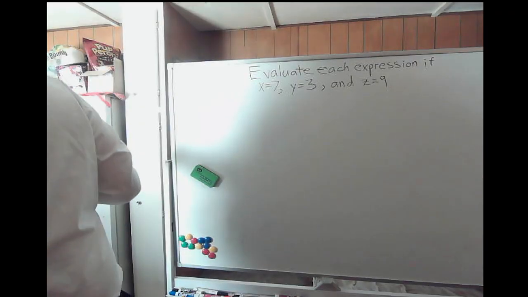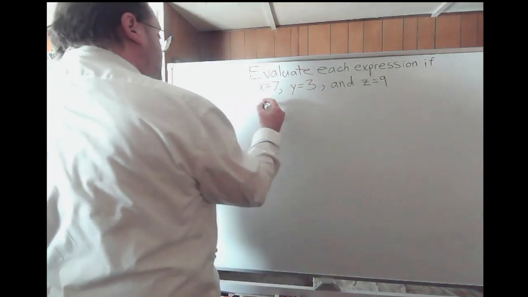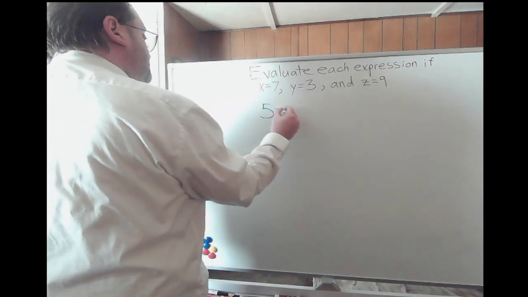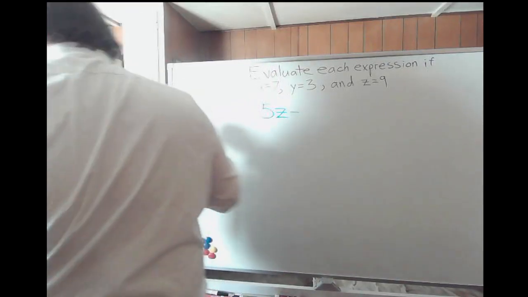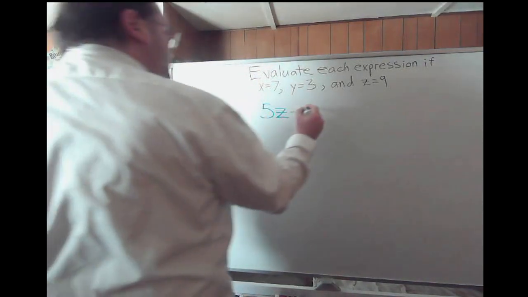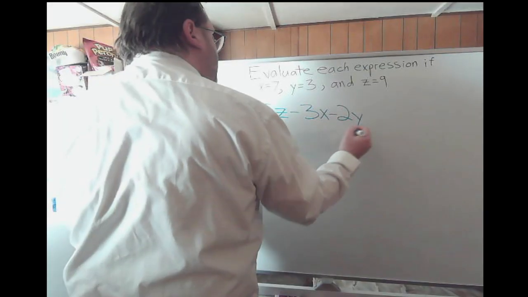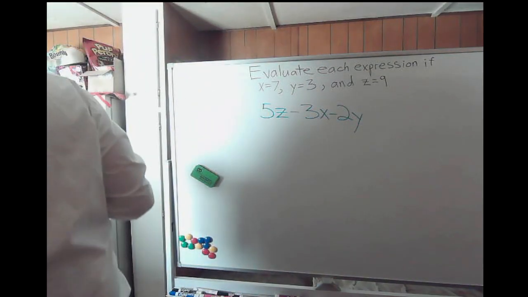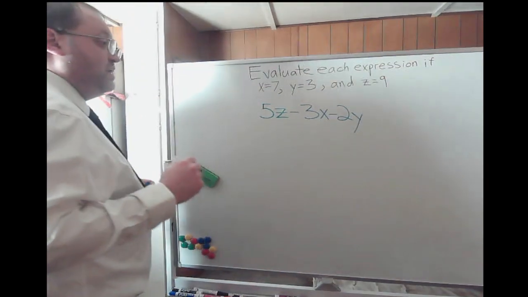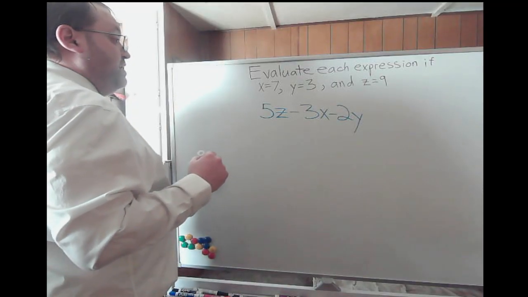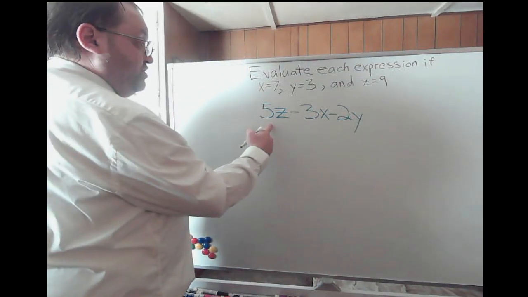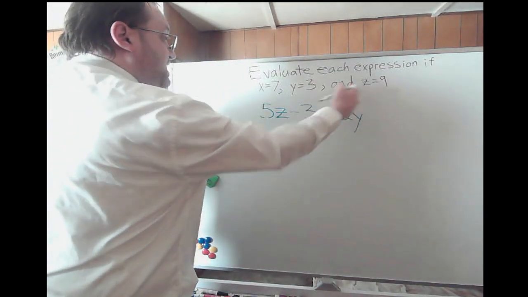Let's do another one like it. Let's do 5z minus 3x minus 2y. So we have 5z minus 3x minus 2y, okay? Again, we see in the first term we have 5z, so you'd stick 9 in for z.